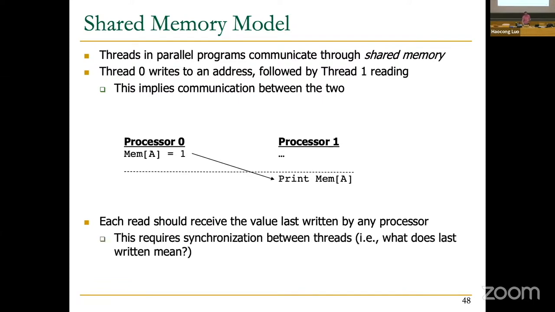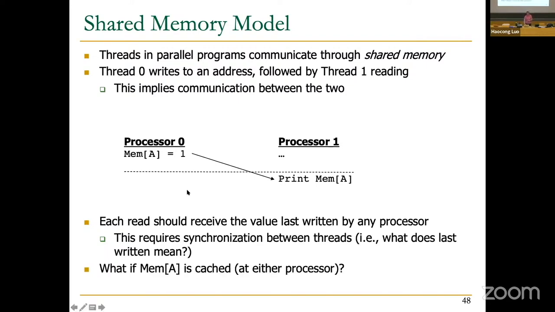And there needs to be some proper synchronization between the threads, which we're not going to get into. That's a higher level concern. Basically, the programmer needs to synchronize these threads such that there is an agreement among the threads as to what last written means. You use locks, barriers, etc., to do this synchronization, which we're not going to cover here.